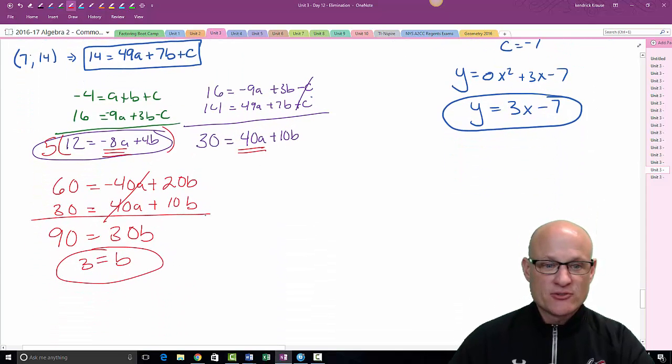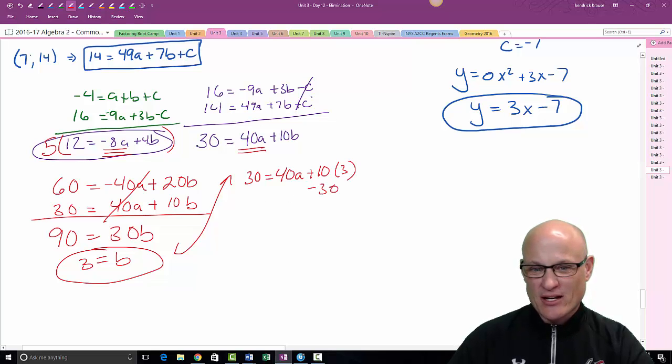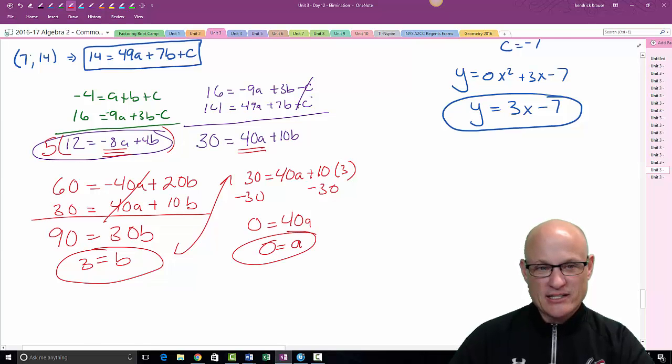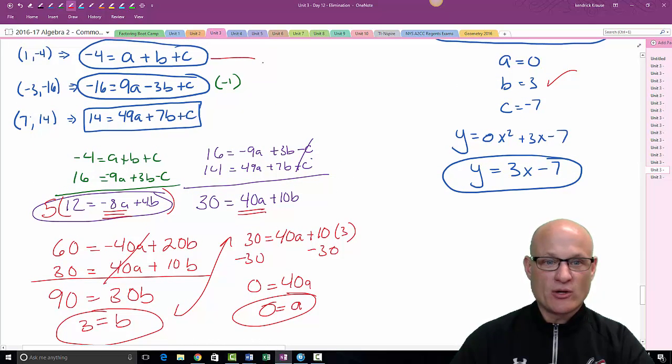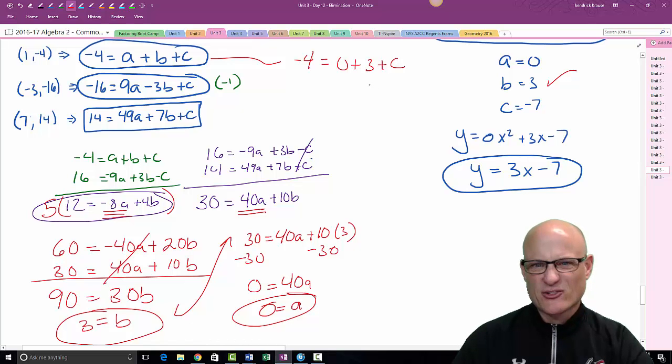Let's go find A. So I'm going to plug this right into here. 30 is equal to 40a plus 10 times 3. Well, that's 30. I subtract 30, and I get 0 is equal to 40a, or a is equal to 0. Now I take both of these and put them back into this equation. Negative 4 is equal to 0 plus 3 plus c. Well, that's just 3. I subtract 3, I get negative 7 is equal to c.